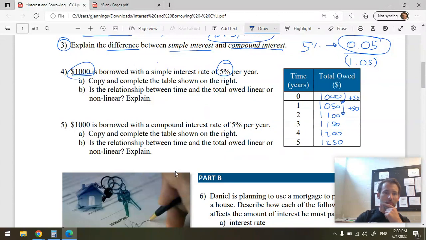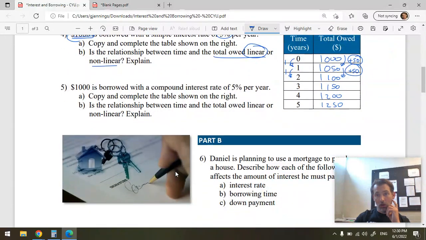Now, is this relationship between time and total owed linear or nonlinear? It is absolutely linear because this is going up by a constant amount. After every 1 year, I go up by 50. So that's a constant rate of change. And this is the line. Y is equal to 50 multiplied by the number of years that go by plus the initial amount, 1,000. That's the equation of that line. It's all linear, so we have a lot of tools to understand that.